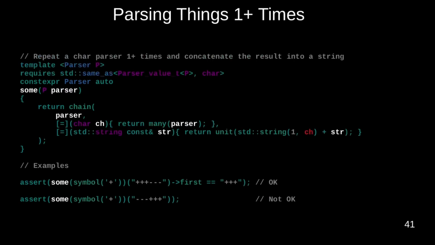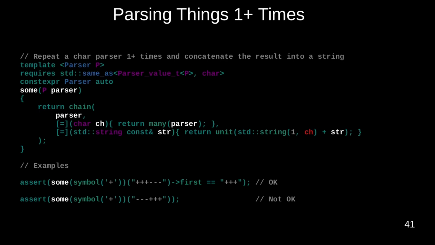Now, sometimes you don't want to parse a thing 0 or more times. You want to parse it 1 or more times. So we want the same result as with many here, except in the second case, when we have no pluses in the beginning, we want to fail instead of returning an empty string. That at first seems simple. We just need to first use chain again, call our parser, we get the first character. Then we use many to call the rest of the characters, and then at the end we just need to concatenate the first character and the rest of the string. And unfortunately, that doesn't work. And I hope you can see why it doesn't work.